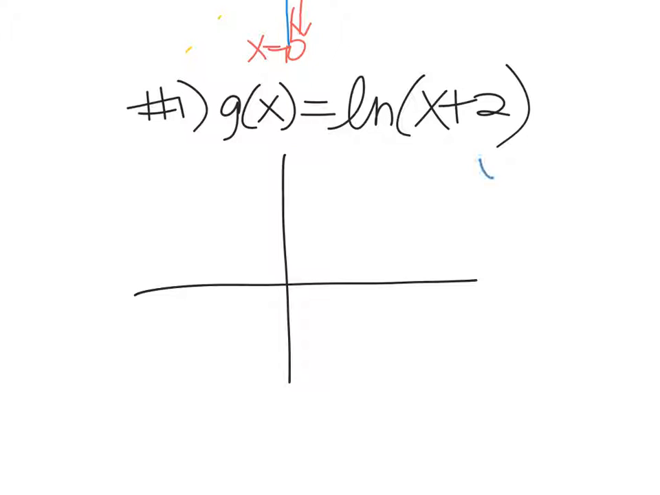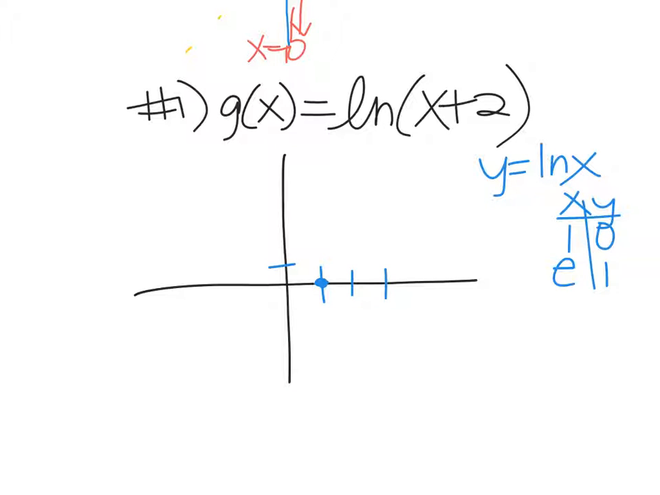Our parent function is y equals the natural log of x. If you wanted to, you could plug in numbers and do a t-chart. Don't plug in 0 for x because you're not allowed to. If you plug in 1 for x, you will get 0. If you plug in e for x, it's kind of funny. You get ln e, which is 1. But where's e? Do you know how big e is? 2.7 something. So you're right about here.